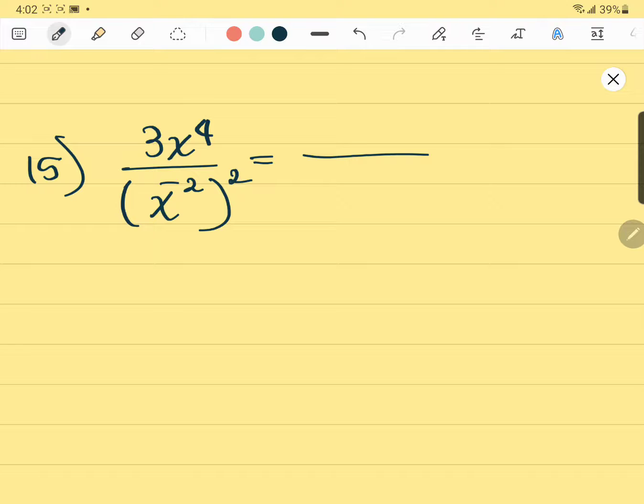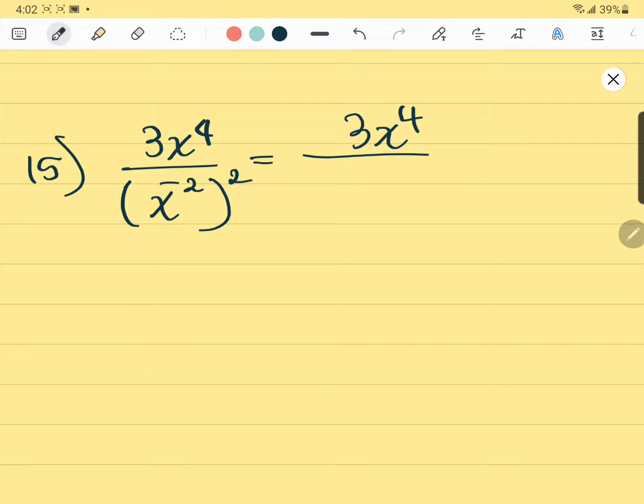Alright guys, so we're gonna take care of this quotient. This is number 15. On the numerator, we have 3x raised to the fourth power. On the denominator, we have x to the minus 2 raised to the second. For the numerator, there's nothing to take care of, so I'm just going to copy it down. So 3x to the 4.